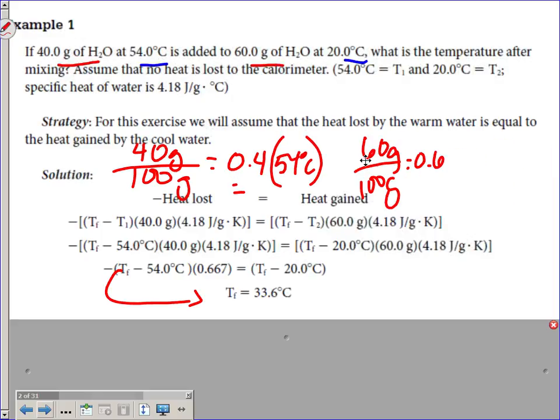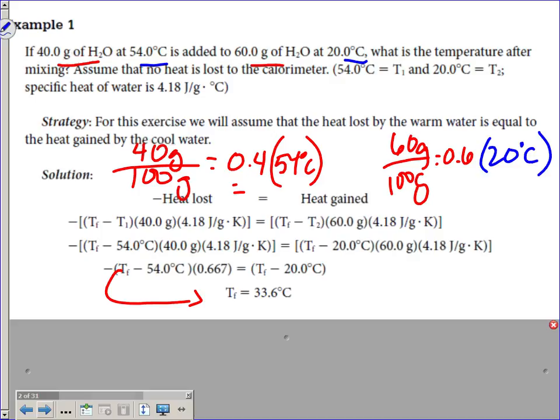Thank you. All right, so this is a shortcut. It's supposed to be, if you can think about it in terms of proportions. So 0.4 is 40% of the overall sample is a 54 degree sample. And then 60% of the overall sample is a 20 degree sample. So the math's not, I'm not saying the math is easy, but it's quicker, right? Because those same variables are applying to both sides.